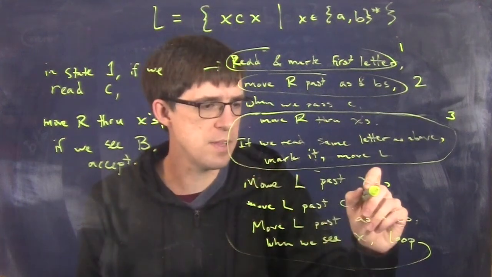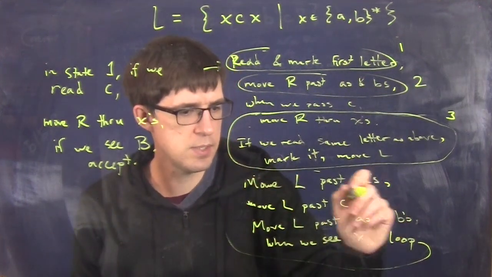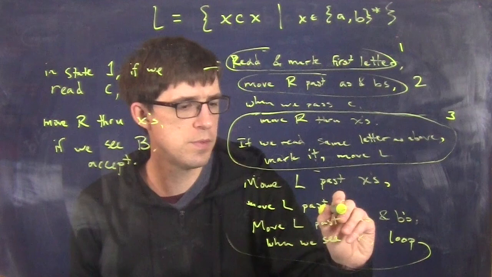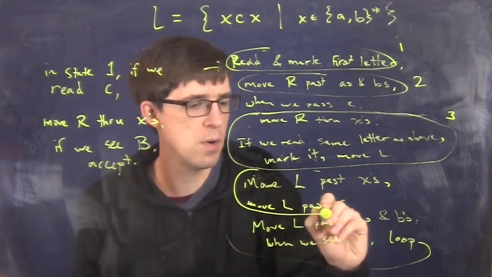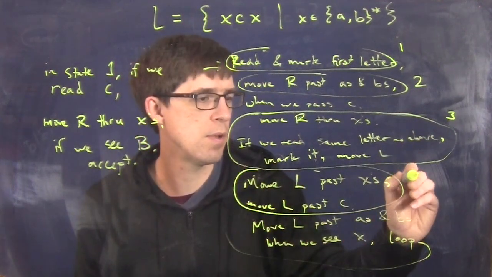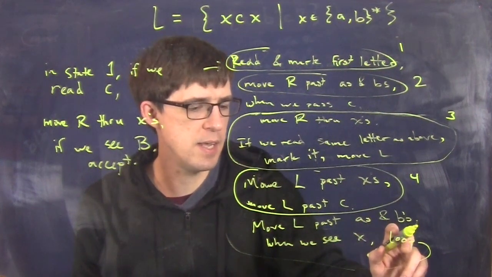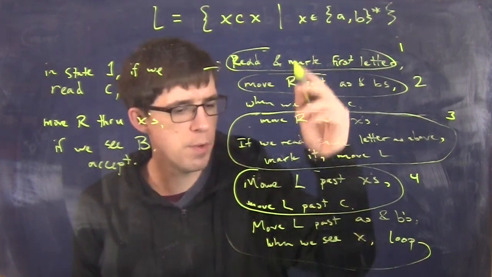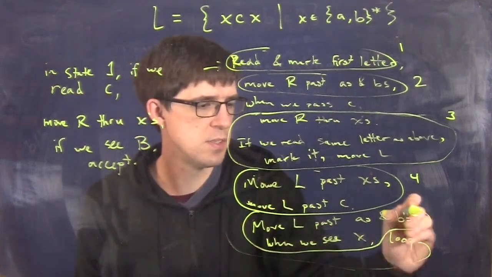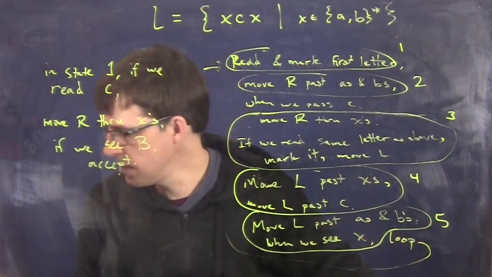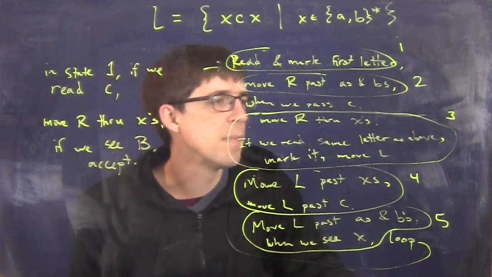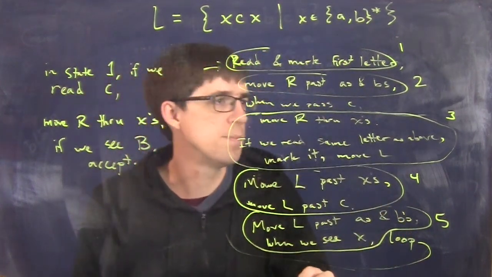And then here, move to the left repeatedly past X's, and then move to the left past the C. So this can go sort of in one step. I'll call that state 4. And then we move to the left past any A's and B's, and when we see an X, we go back to the original state. So I will call that state 5. And then it has an edge that goes back to state 1.